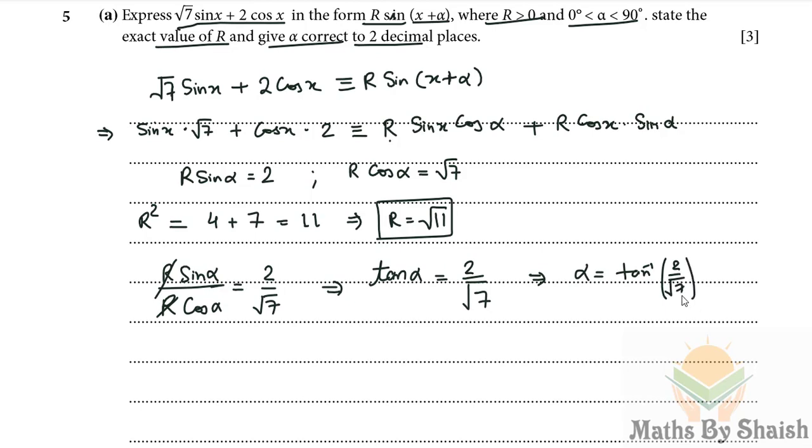And now this value from the calculator, of course, of 2 by root 7 is 37.086 and so on. It's given that alpha should be correct to 2 decimal places, so 0866 becomes 9. So alpha is 37.09 degrees, and that's the answer.